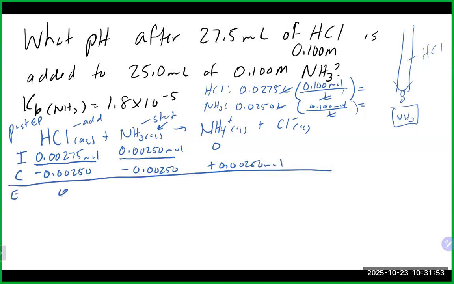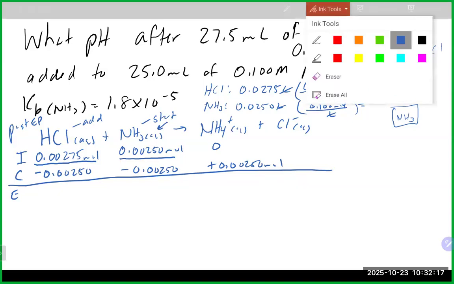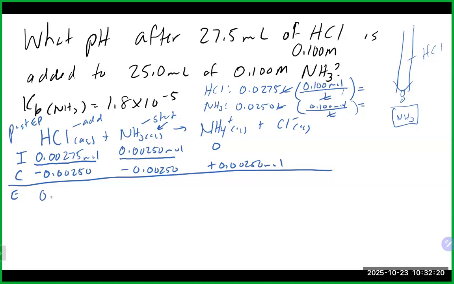Where do we end up here? 0.0025 minus 0.00... No, it's not going to give me a 0 there. Wrong plot. That's going to get me 0.00275 minus 0.0025, which is 0.00025 moles. That's going to give me a 0 for the base, and 0.00250 moles for the NH4 plus.